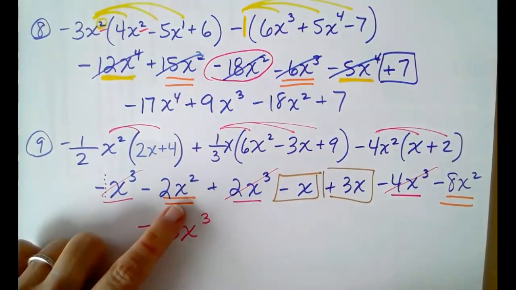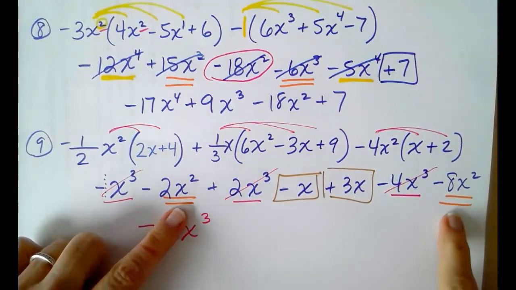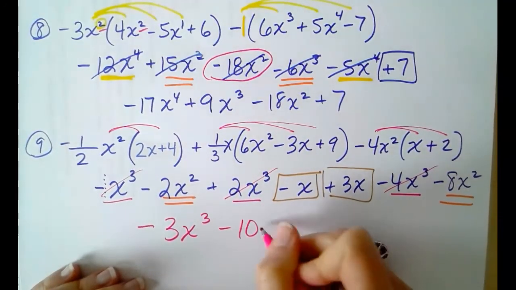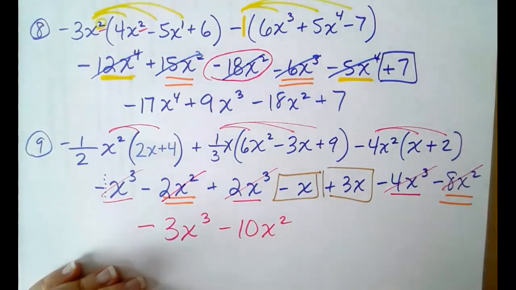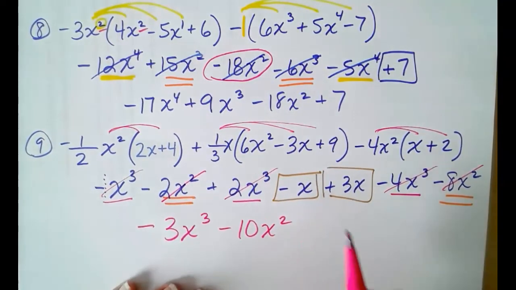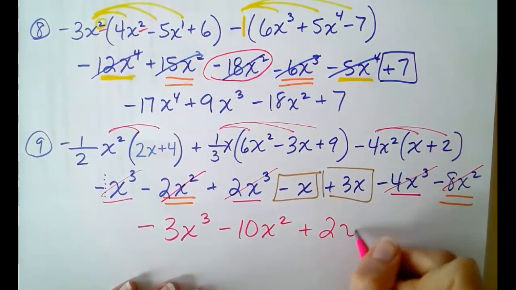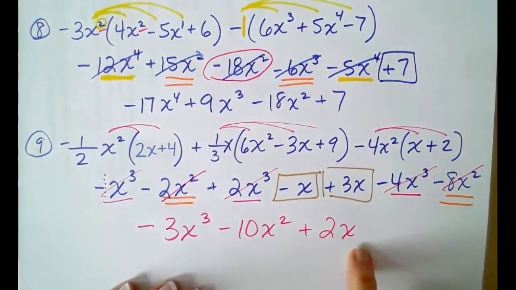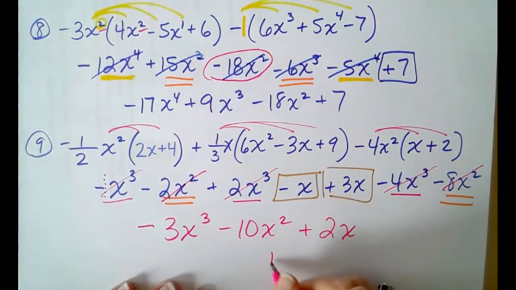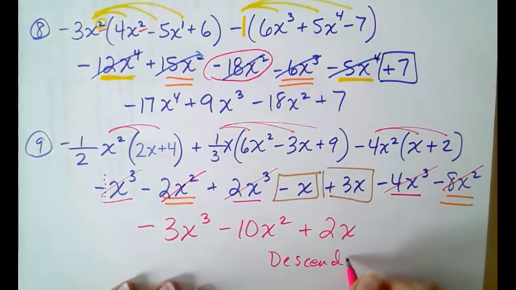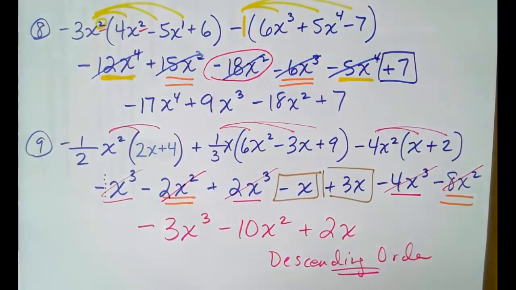Next, the x squares. Negative 2x, negative 8x, negative 10x squared. Mark them off as you use them. And then finally, negative x plus 3x plus 2x. 3, 2, and 1. We want all of our answers in standard form, which is descending order according to the exponents. That, ladies and gentlemen, is your review for your Chapter 6.0 through 3 test.